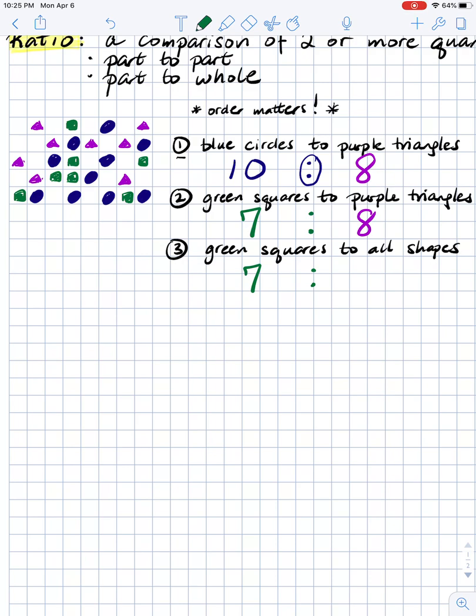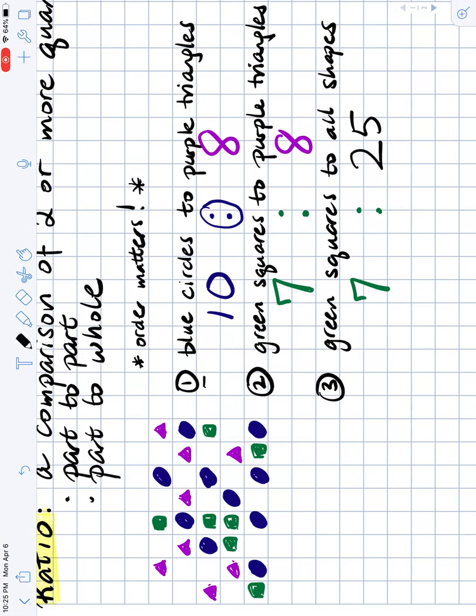So we just have to add up 10 plus 7 plus 8. So 10 plus 7 plus 8, which would give us 25. So the total would be 25, because that is the amount of all of the shapes.